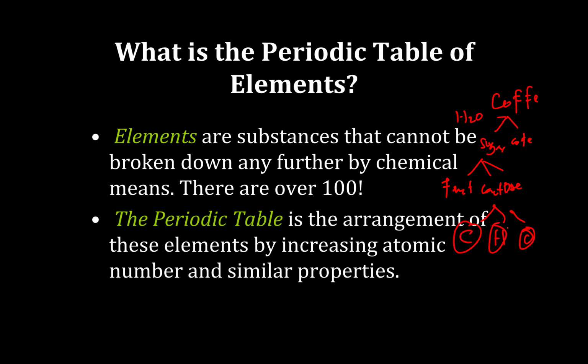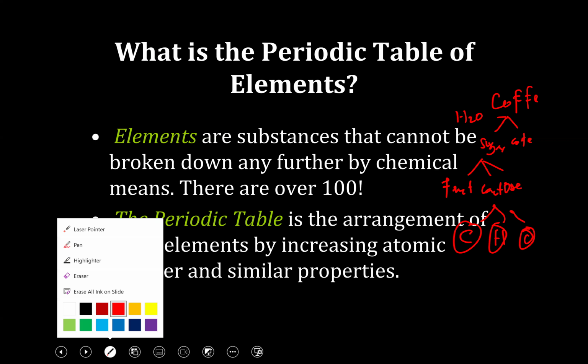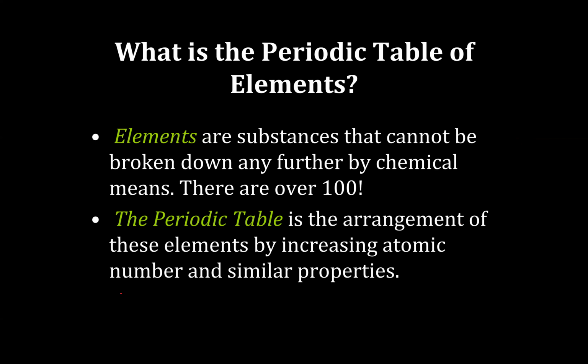Okay, so what is the periodic table? The periodic table is simply the arrangement of these elements by increasing atomic number and similar properties. So two things. The periodic table is an arrangement of different elements by their atomic number. What is the other name for atomic number? Number of protons. It's the same thing as atomic number, yeah?